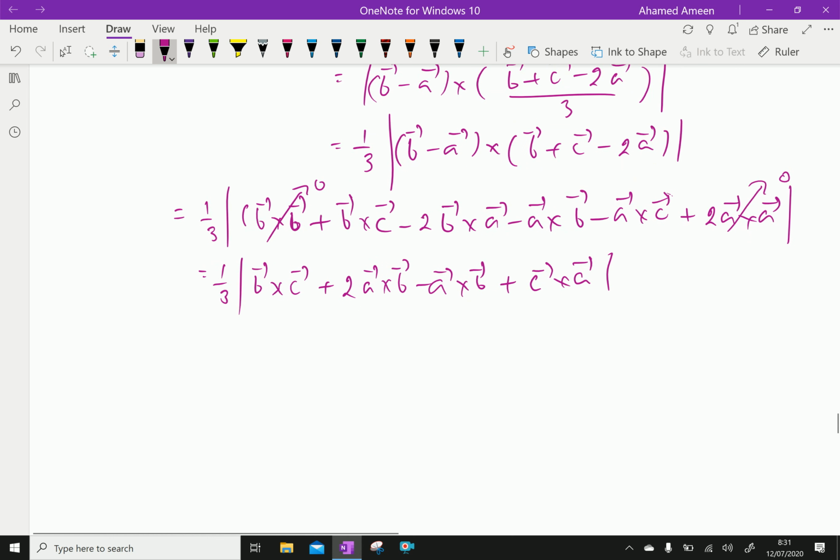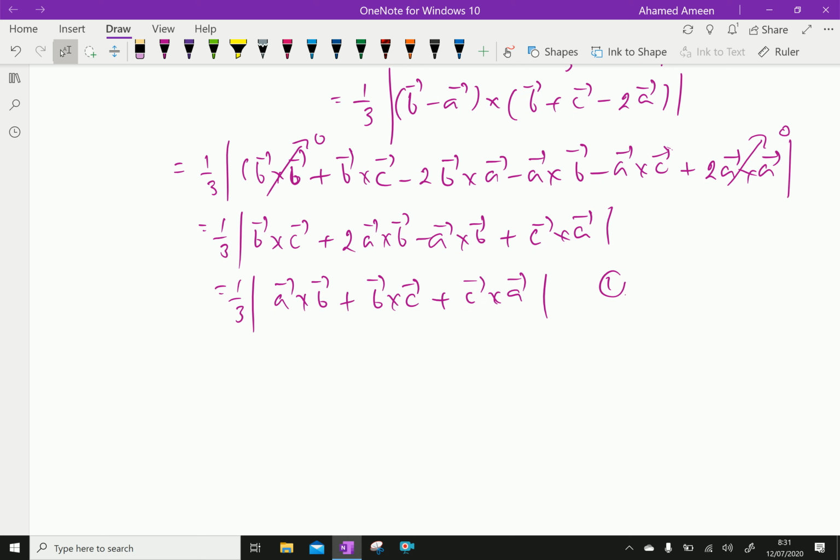Now we'll write in order. Here 2 vector A cross vector B minus vector A cross vector B is 1 vector A cross B. So we get vector A cross vector B plus vector B cross vector C plus vector C cross vector A. Let it be 1.